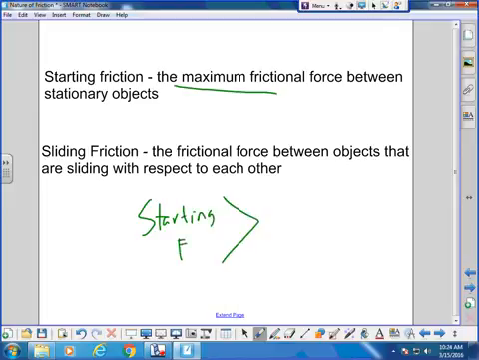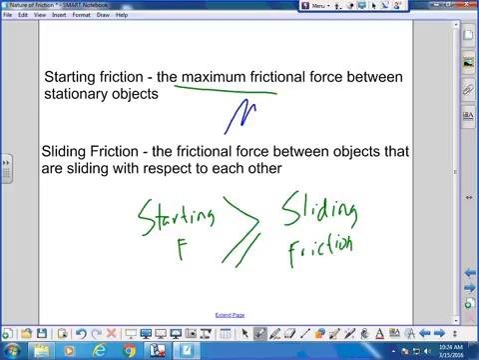Starting friction is always greater than or equal to sliding friction. We all know that if you're pushing an object across the floor, once you get it going, it's a little bit easier, right? One reason is due to inertia, and the other is because starting friction is different than sliding friction. And they have different coefficients as well.